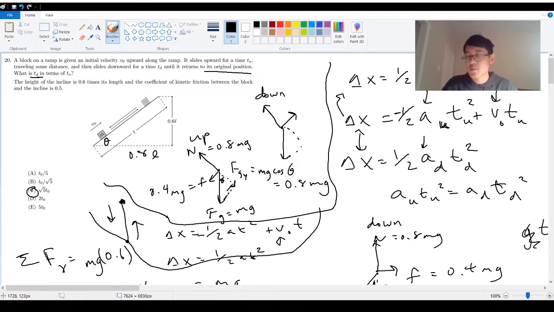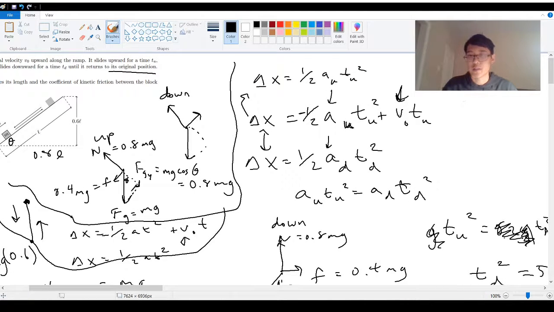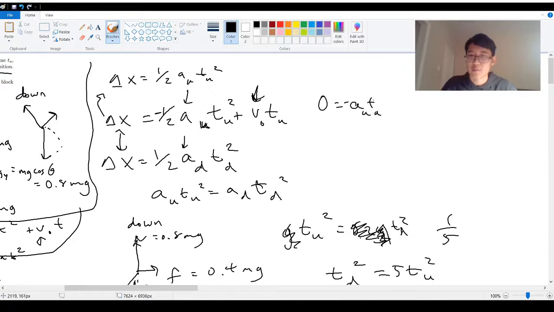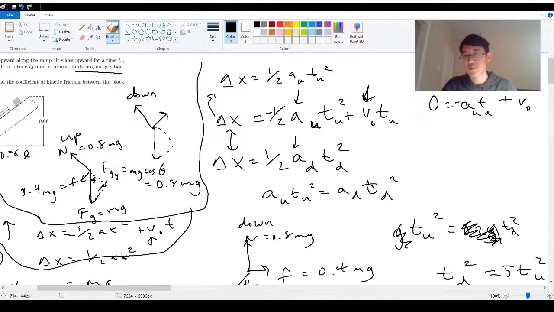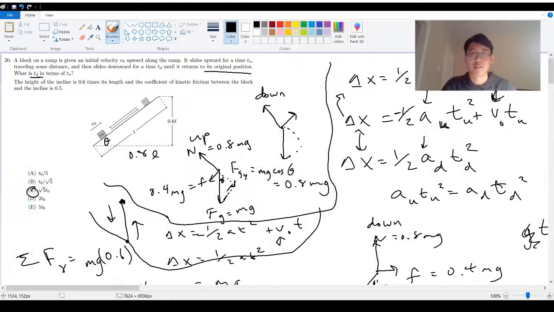You could have also kept it in this equation, and you could have solved it this way, but you wouldn't be able to solve it with only just these two equations. You would also have to say 0 is equal to negative a up times t up, plus v naught, right? We have to also use this kinematic equation to get v naught in terms of a and t. So it's still possible to do it this way, but just thinking about it like this makes it a lot easier.